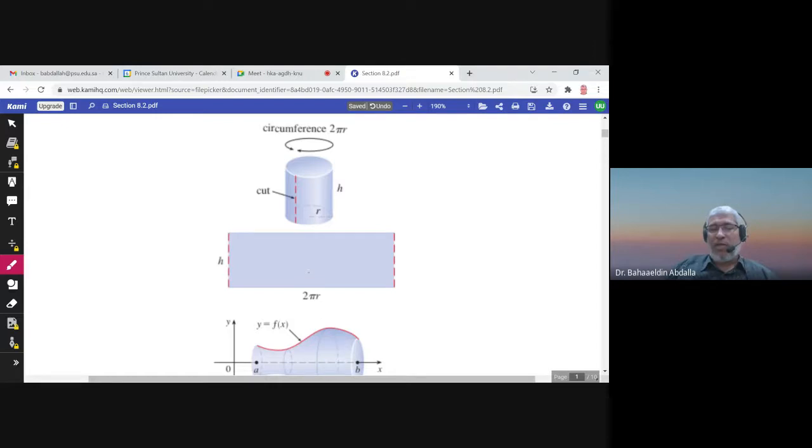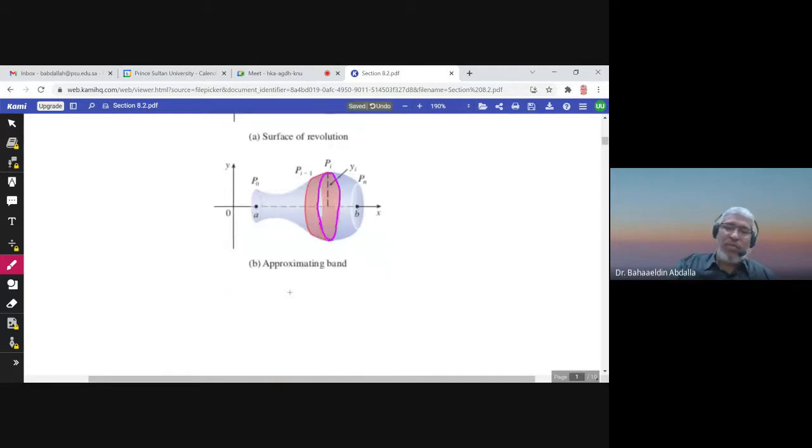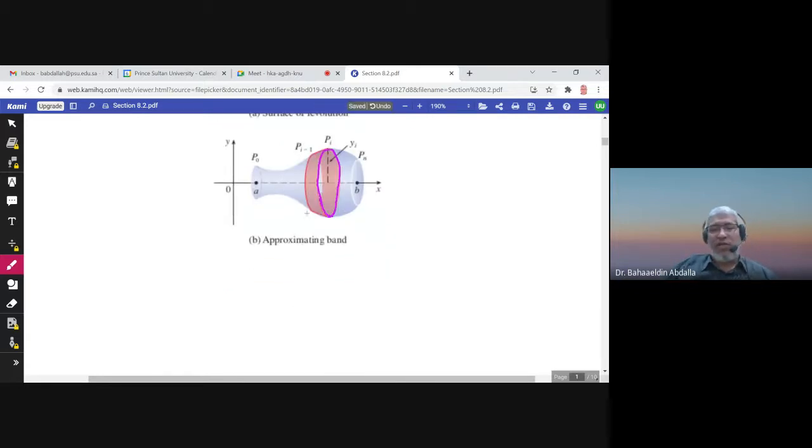2 pi r is not the area of the base. Sorry, it is the circumference of the base, which is a circle. So the circumference of a circle is 2 pi r. So the circumference of the circle here is 2 pi r times this portion. And this portion, which represents the height here, is in fact an arc length.